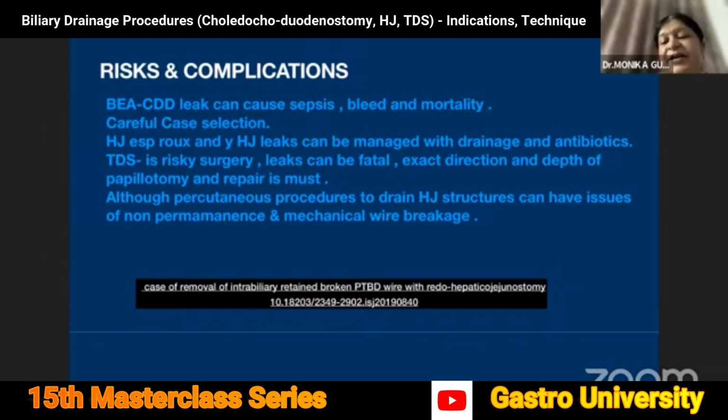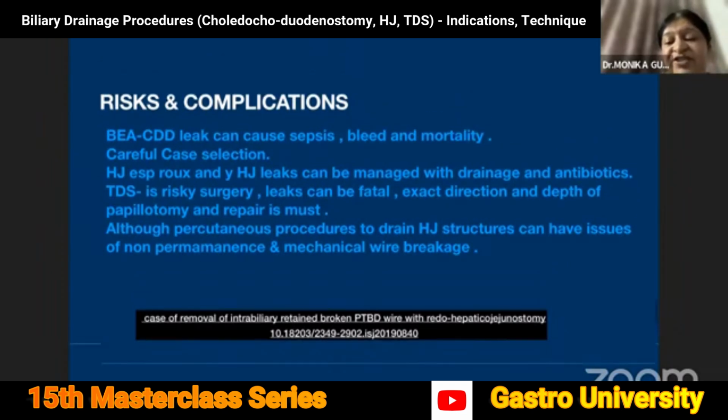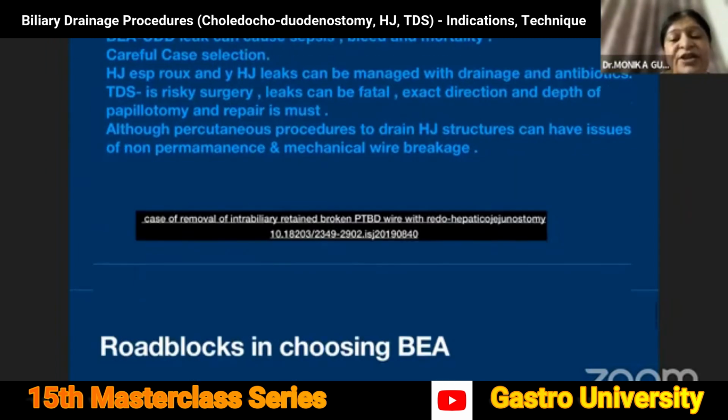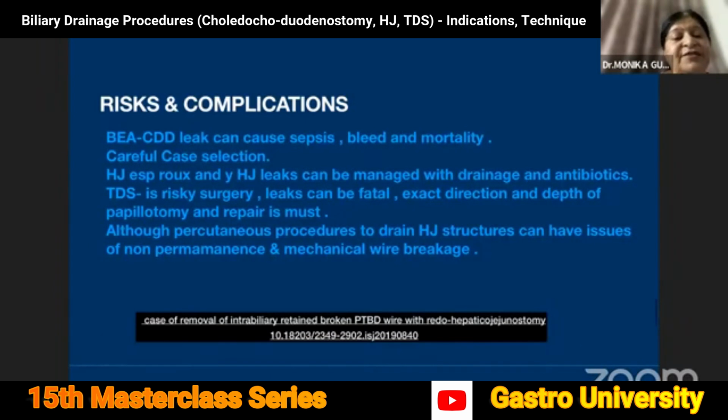There they dilate them and put some stents, temporary or permanent. But I have encountered one case where there was mechanical wire breakage. I have given the link of that article in the below black box. So that HJ stricture and the broken stent, removed it and did the redo HJ. So a biliary enteric bypass may be needed sometimes.